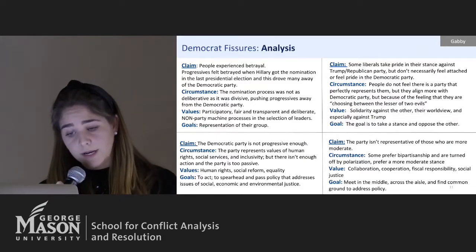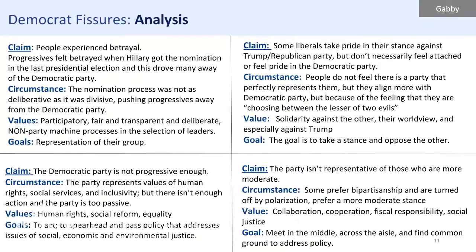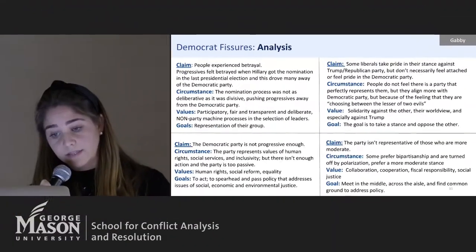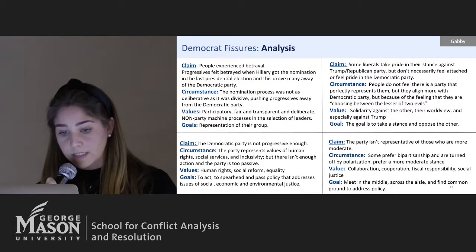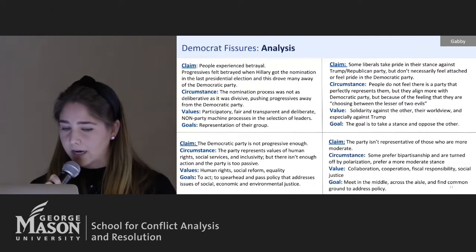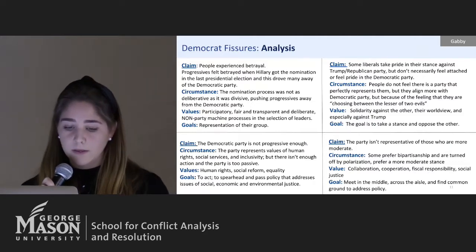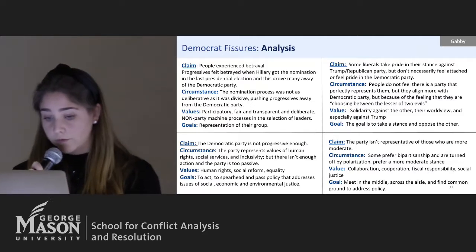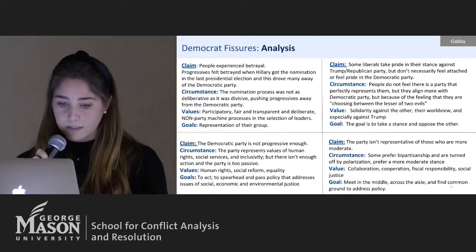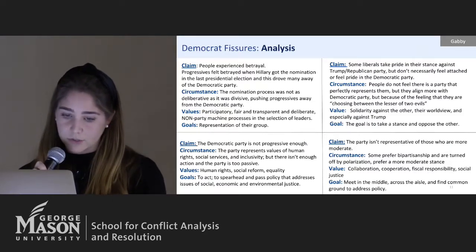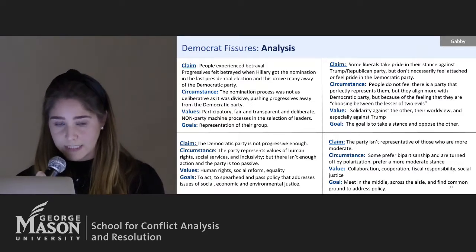Another fissure is that the Democratic Party is not progressive enough. The party represents values of human rights, social services, inclusivity, but there isn't enough action and the party is too passive. So the values here are human rights, social reform, equality. The goal is to act, to spearhead, and pass policy that addresses issues of social, economic, and environmental justice.